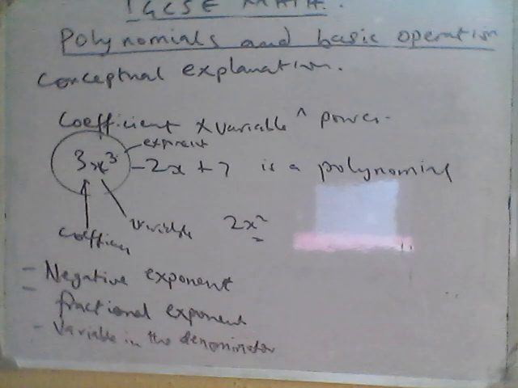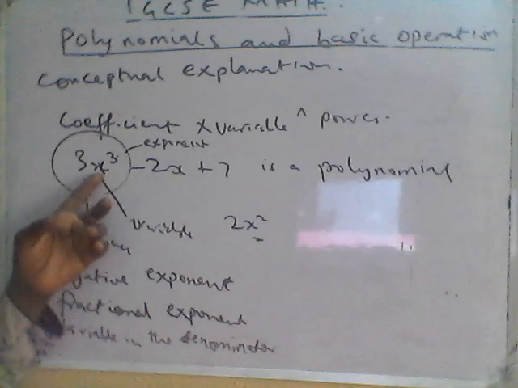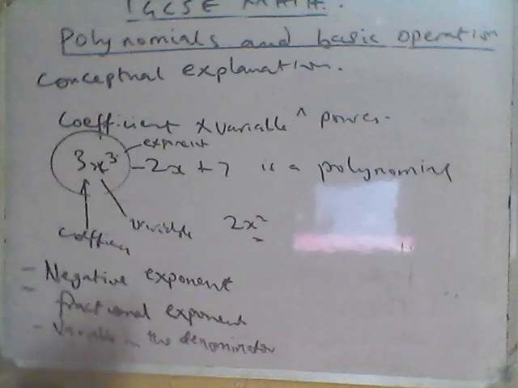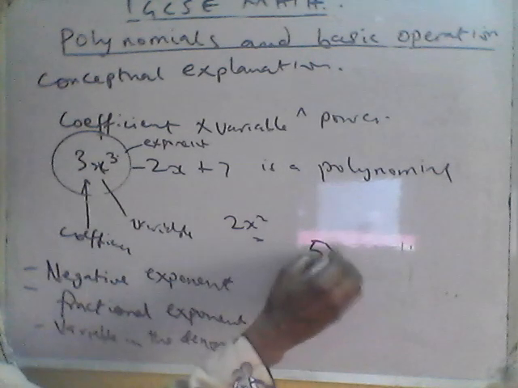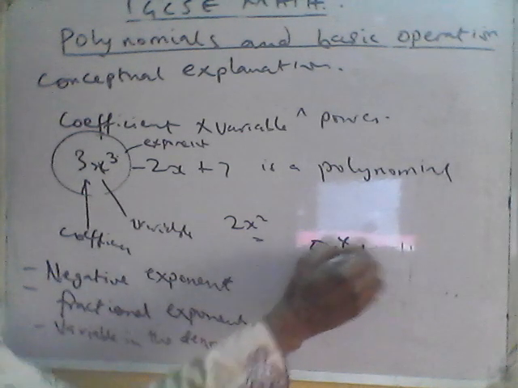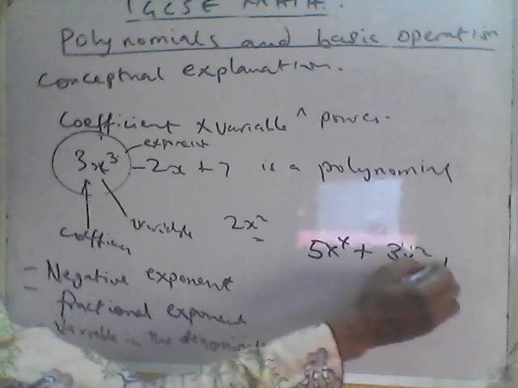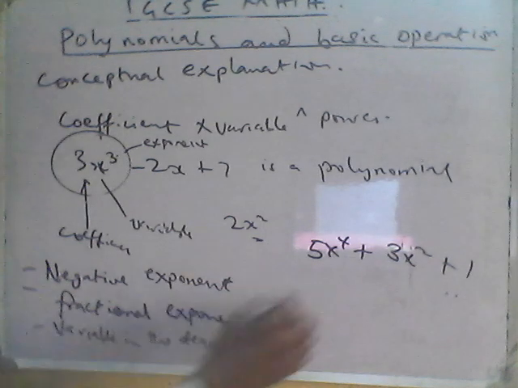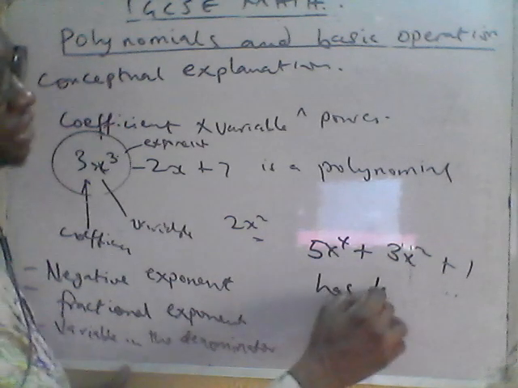So the degree is the highest power of x. I beg your pardon. The degree is the highest power of x. So for this exponent, the degree is 3. If I have 5x raised to the power 4 plus 3x raised to the power 2 plus 1, the highest power of x here is 4. So this polynomial has a degree of 4.